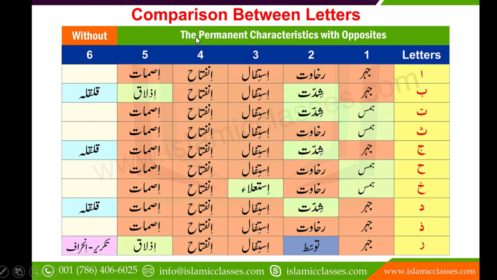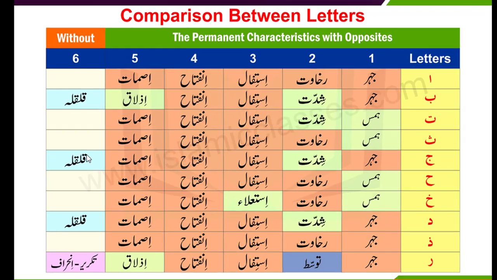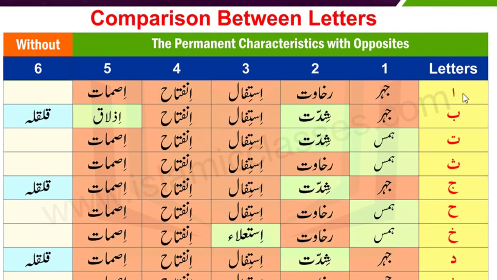And here you can see the permanent characteristics with opposites. Which are the permanent characteristics with opposites? Those qualities are here from 1 to 5, and the last remaining 6 is without opposites. Still these are the permanent qualities but without opposites. So those qualities you can see in the 6th number, right? The first letters are here on the right side.